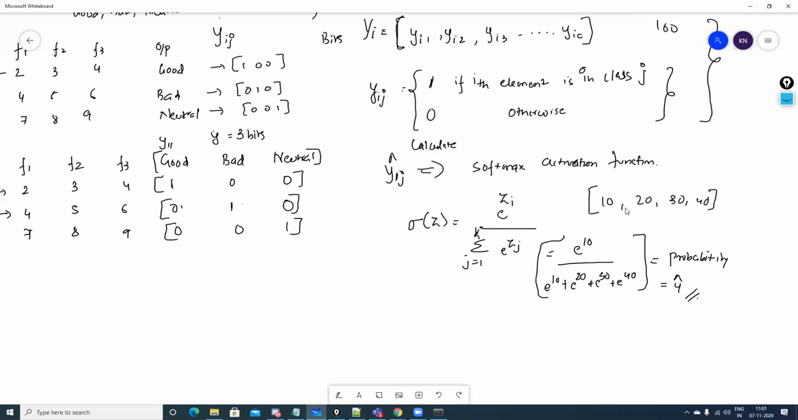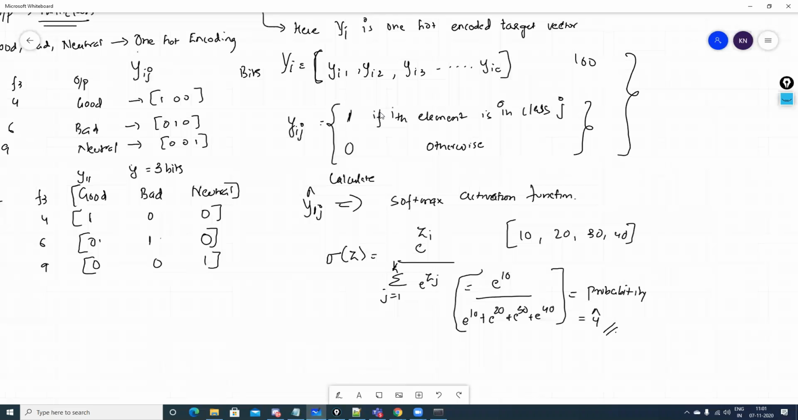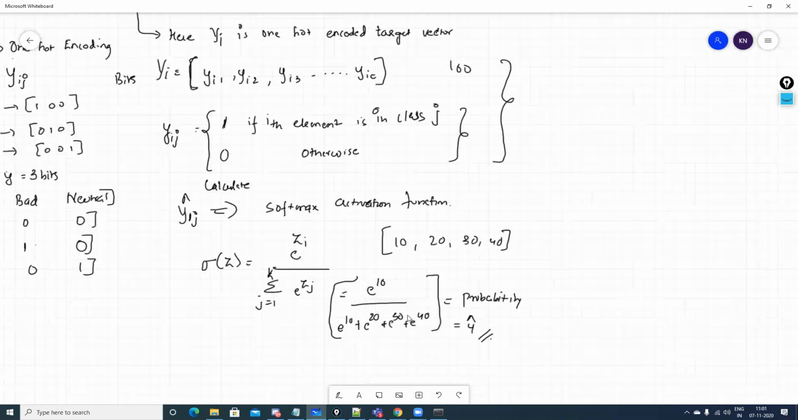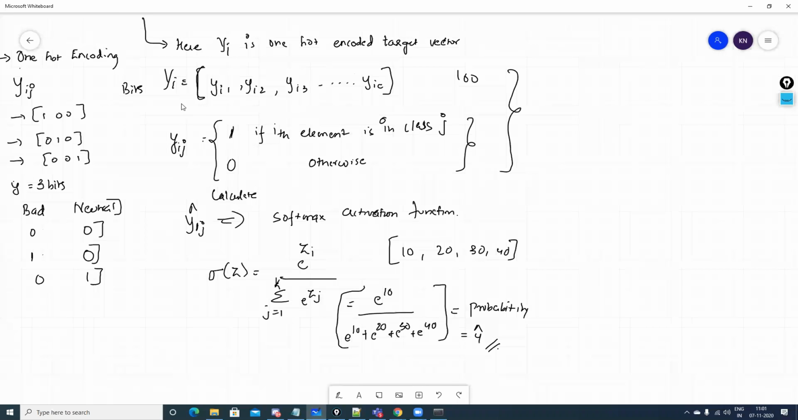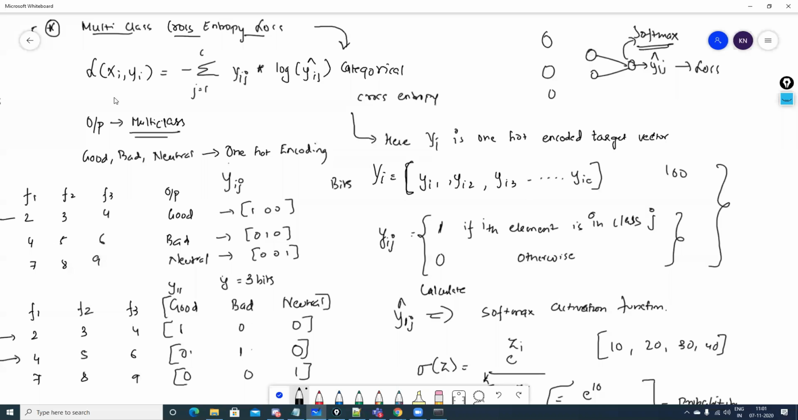Suppose before this layer, I have some values here. On top of that, I will be applying a softmax activation function, using this kind of formula. Finally, we'll get our probability. That probability output will be put over here, and based on that, the cross entropy will be computed. Our main aim will be to reduce the loss function with the help of optimizers.